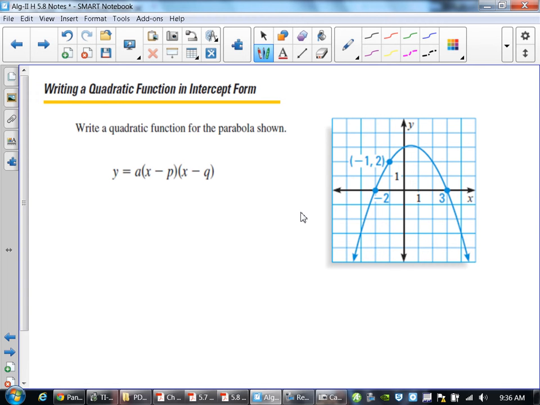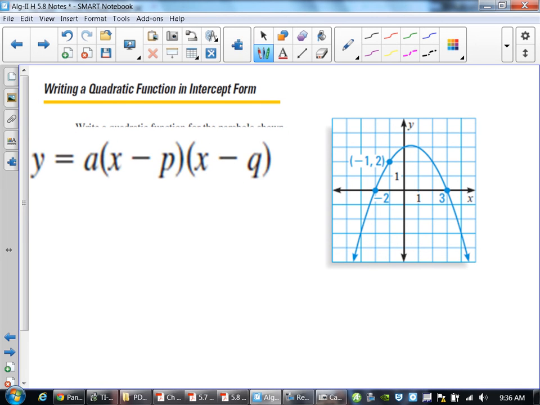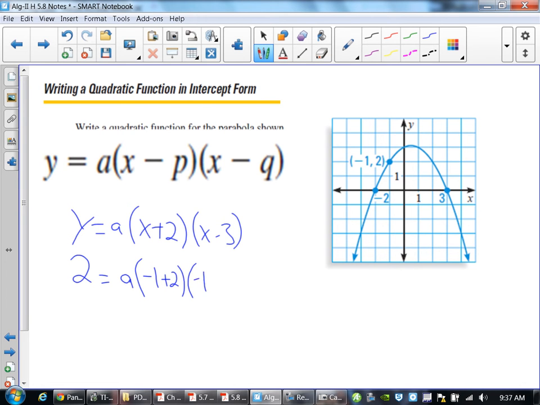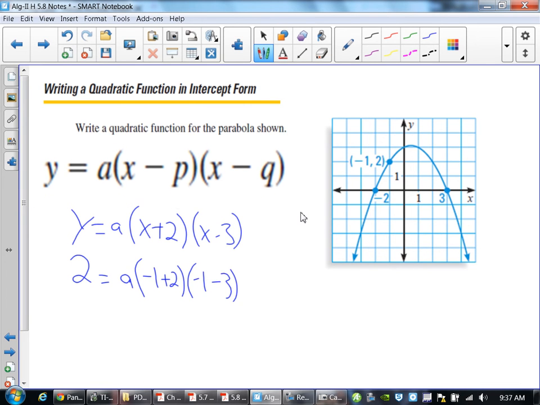So if I'm looking at this, where I have zeros at -2 and 3, that gives me y equals a times x plus 2 times x minus 3. Isn't this the same as that -2? And then what do you think I'm going to use with that ordered pair? Substitute back in. That's it. Substitute that ordered pair back in, where you have it at -1 and 2. So 2 has to equal a times -1 plus 2. Then what's the time equation? This is when it's in this form. What is it called? Well, that's the intercept form. Yeah. Intercept. That's all it is.